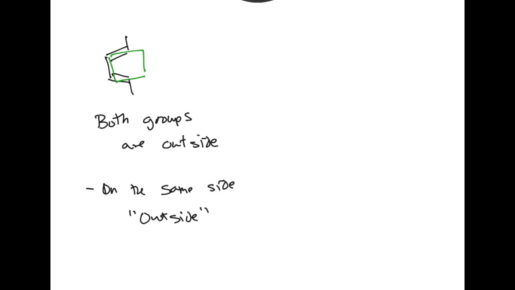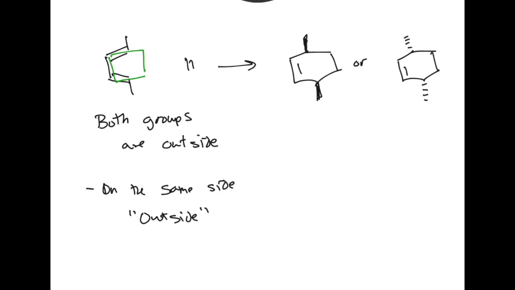So they're on the same side of the diene, outside, which means they're going to be on the same side of the product. So if both your groups are outside the box that your diene makes, they're going to be on the same side of your product. So they can both be up or they can both be down. All we know is that they're on the same side. So they're either both wedges or both dashes. So I have the both outside example.